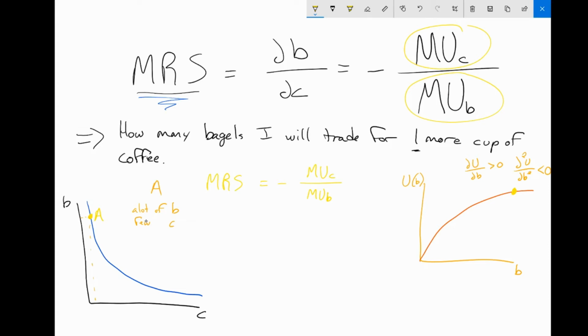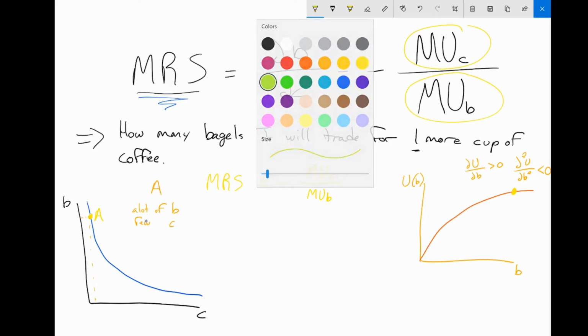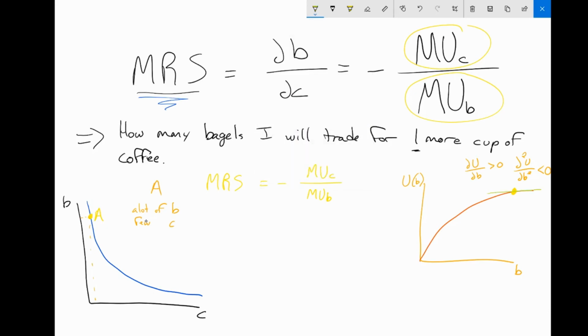What does that tell me about the marginal utility? What's the slope here? The slope is very shallow. That means at A, the marginal utility of B is going to be low. So the marginal utility of bagels will be low at A because they already have a lot of bagels. So the marginal utility of bagels will be very low at point A.